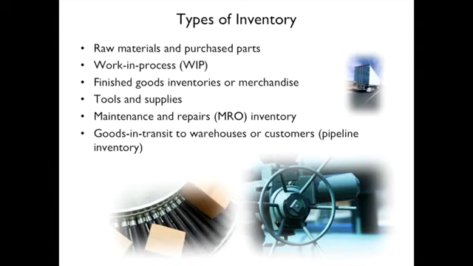And then maintenance and repair inventory. So you have some machinery, you might have some spare parts for your machinery in inventory. And then goods in transit to warehouses or customers. This is called pipeline inventory.